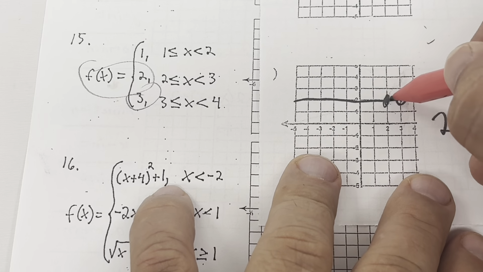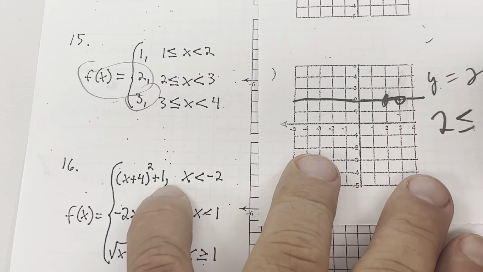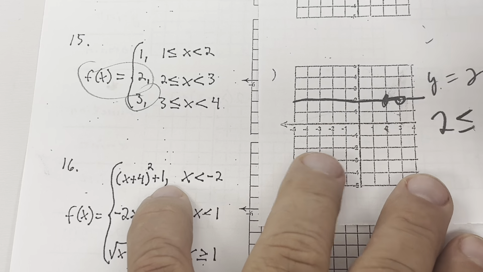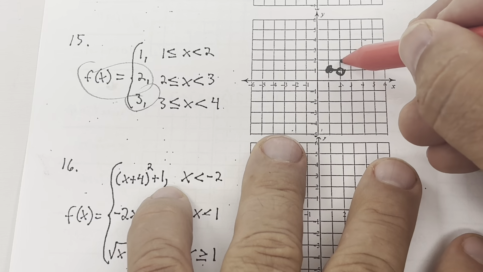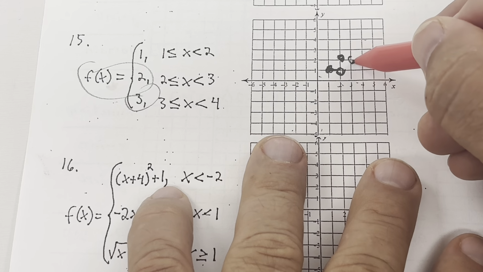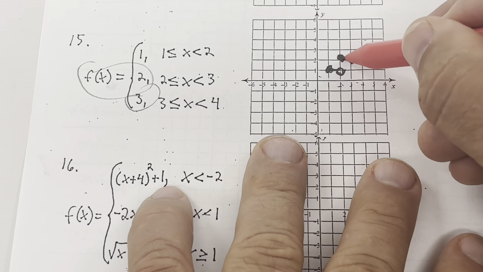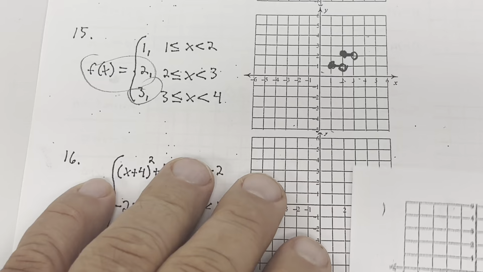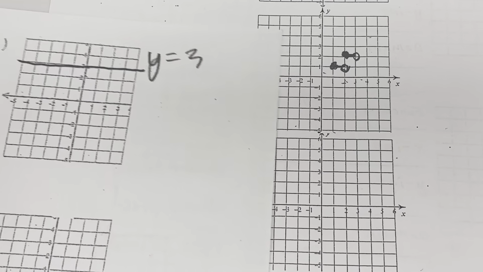So from 2 to 3 is there. I'm going to copy this down on my graph. I go to 2, 2, and 3, 2. 2, 2, closed circle. 3, 2, open circle. Y equals 3.